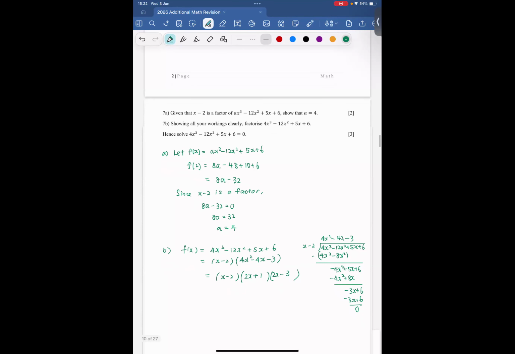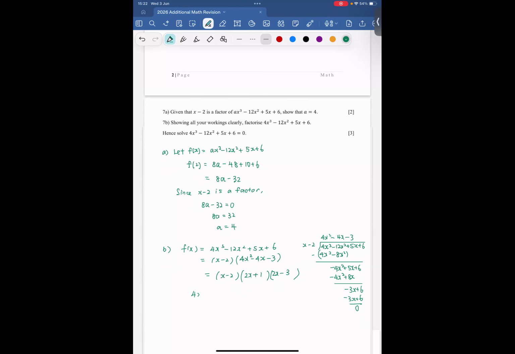Hence, solve for that. So now they tell you solve this. Don't have equal to 0, you cannot solve. So you must understand what they ask. This part they ask for factorization, this part they ask for solving. So you know that factorize this will give me this. Then when you solve, you will know that x is just equal to 2, or x equals to negative half, or x equals to 3/2. So to solve, you need to do your factorization.